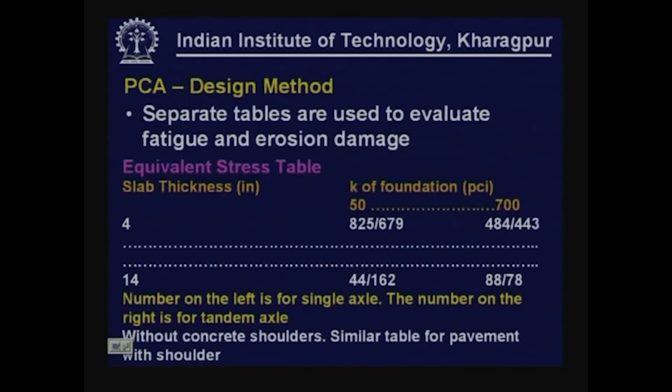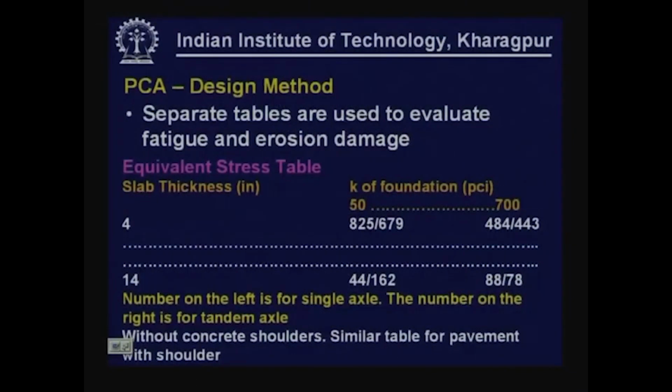The design method follows the following steps. For analysis, both for fatigue analysis and erosion analysis, separate tables are available, separate charts are available. Although if the program is available, one can do the analysis independently, but for somebody who is doing the analysis on the basis of tables and charts, a series of charts and tables are available in the PCA guidelines to easily work out what is the fatigue damage and also what is the erosion damage.